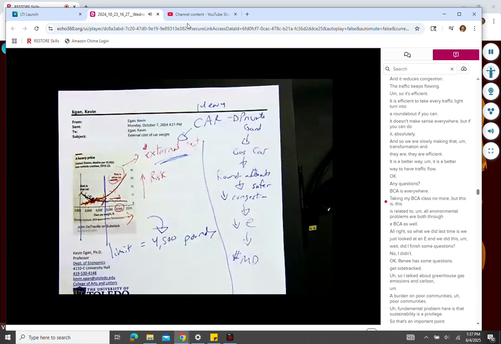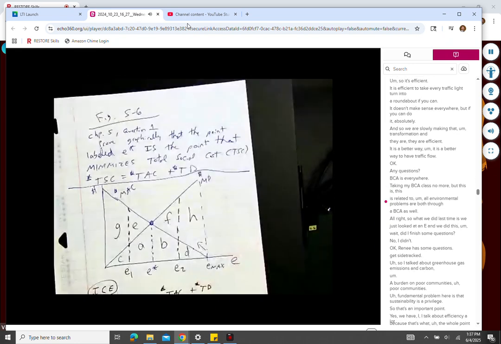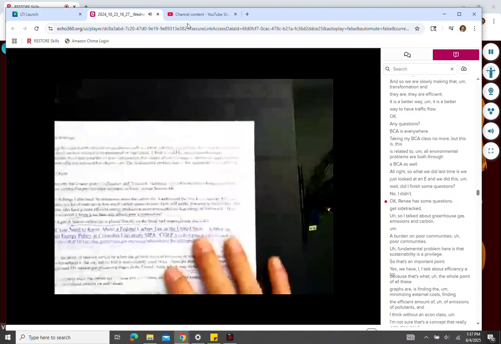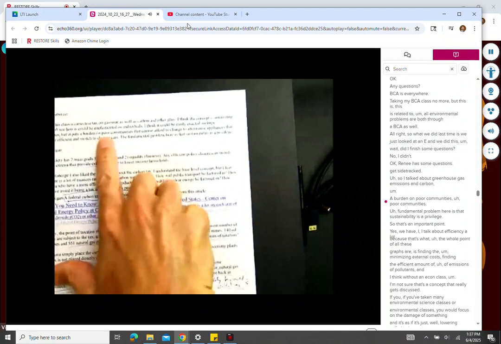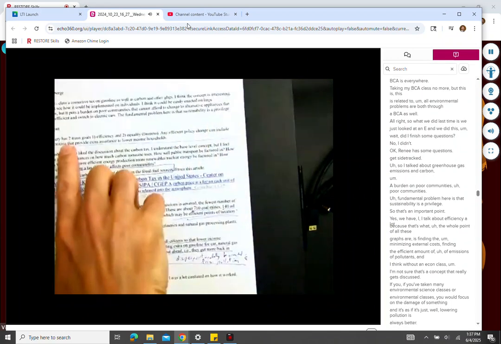I think my BCA class can go into more, but this is related, because sometimes all environmental problems go through BCA as well. All right, so what we did last time is we just looked at an E and we did this. Did I finish some questions? No, okay. Renee had some questions. We got sidetracked. So I talked about greenhouse gas emissions and carbon as a burden on poor communities. The fundamental problem here is that sustainability is a privilege. That's an important point.